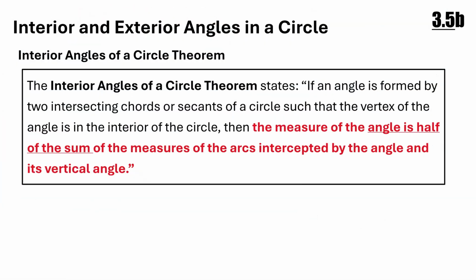The interior angles of a circle theorem states, if an angle is formed by two intersecting chords or secants of a circle, such that the vertex of the angle is in the interior of the circle, then the measure of the angle is half of the sum of the measures of the arcs intercepted by the angle and its vertical angle.